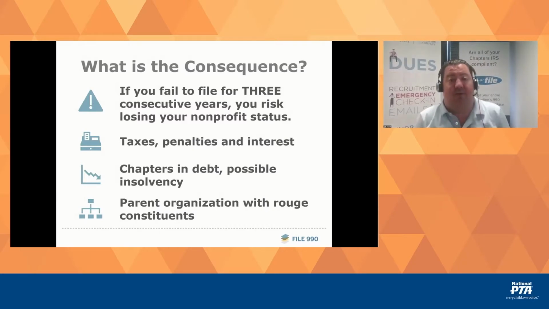Again, the consequence for not filing is that if you don't file for 3 years in a row, you risk revocation of your nonprofit status. You'll receive a letter from the IRS saying you're revoked. But they will also give you an opportunity: if you've recently filed or have proof of those filings, you'll be able to write back and say that you filed recently and that you should not be revoked.